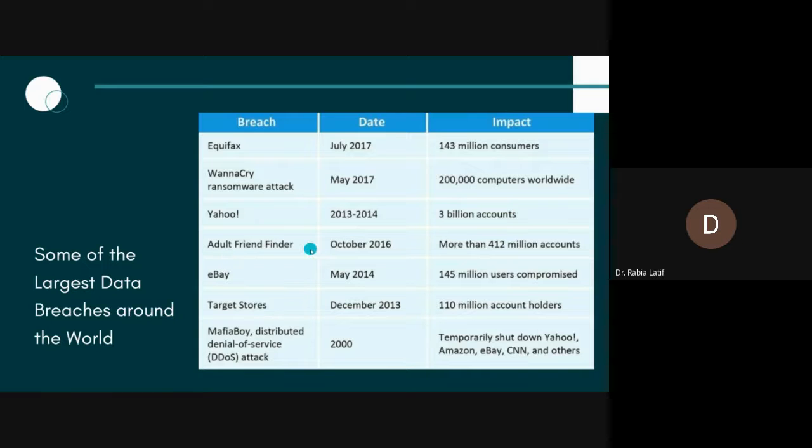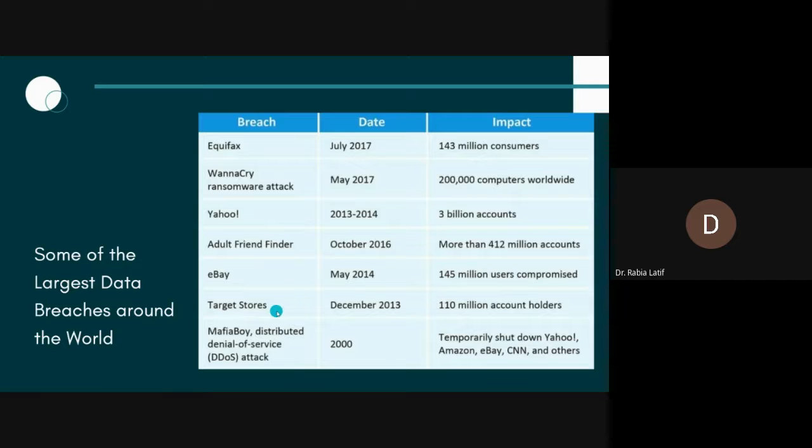Adult Friend Finder is an app which was hacked in October 2016, and more than 412 million accounts were compromised. eBay, which all of us use nowadays, is a very renowned online e-commerce application. It was hacked in May 2014, and the impact was very severe. It affected around 145 million users, whose accounts were compromised at that time.